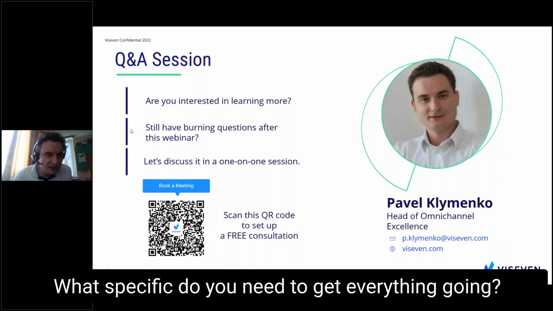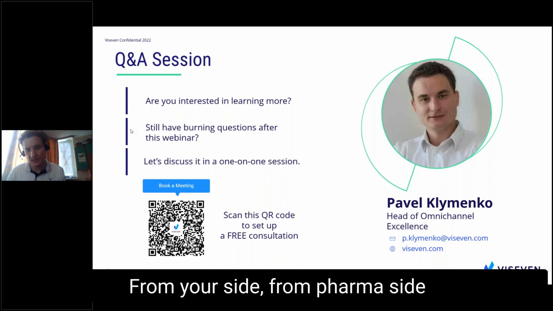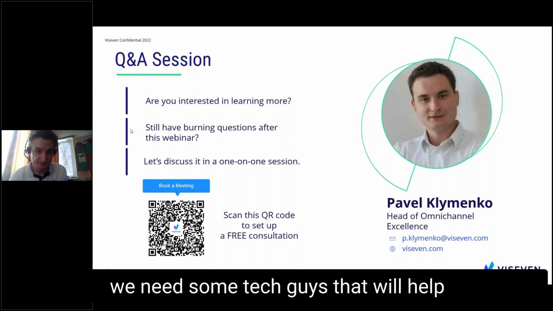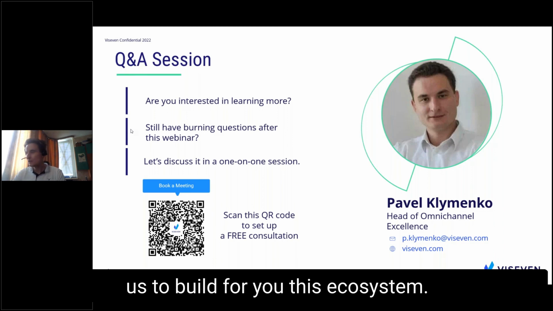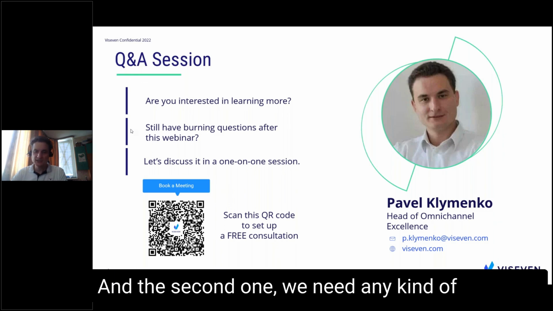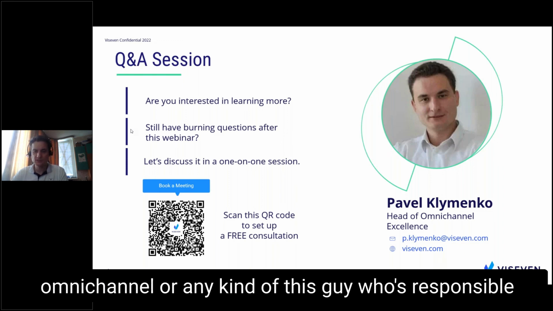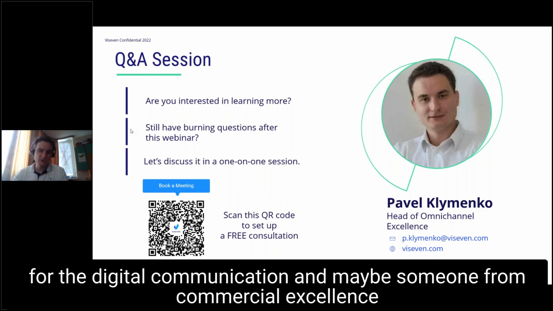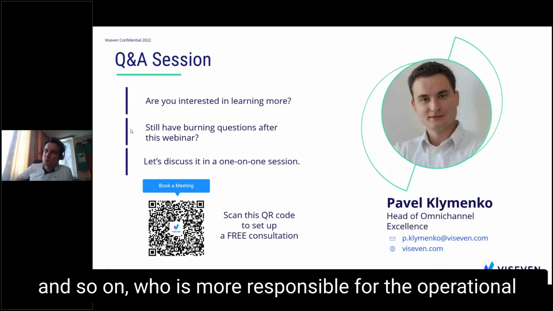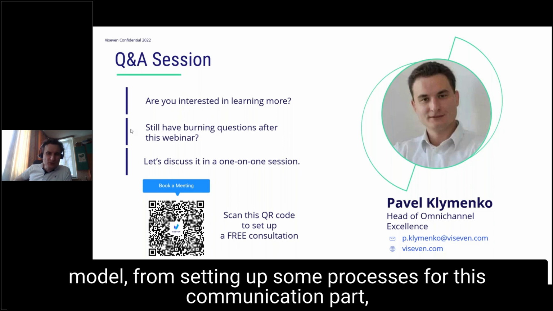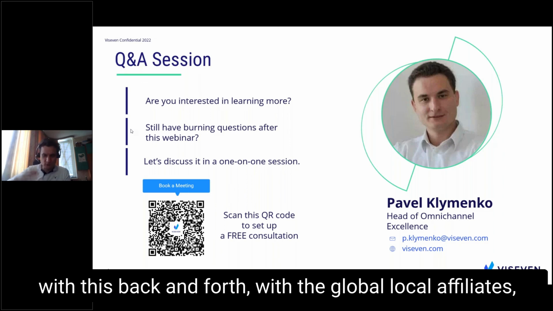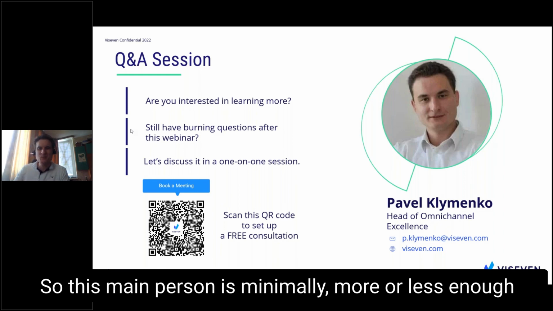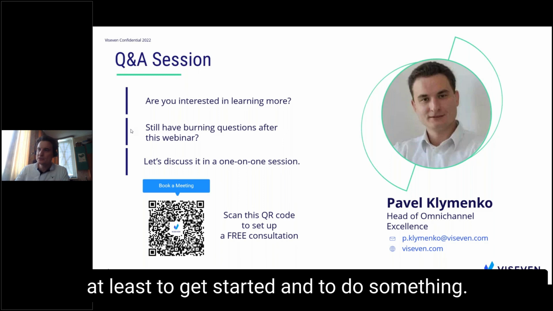What specifically do you need to get everything going? What specialists do you need? From the pharma side, we need some tech people who will help us build this ecosystem for you. And second, we need an MC lead, multi-channel lead, or someone responsible for digital communication, and maybe someone from commercial excellence who is more responsible for the operational model, for setting up processes for this communication, with the back and forth with the global and local affiliates, with us, and so on. This main person is more or less enough, at least to get started and to do something.